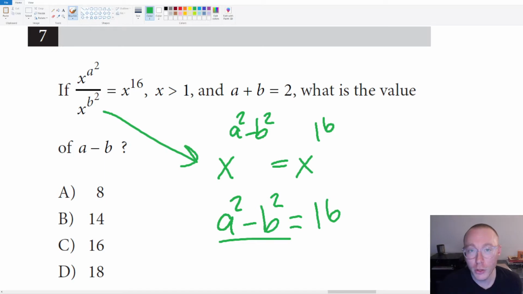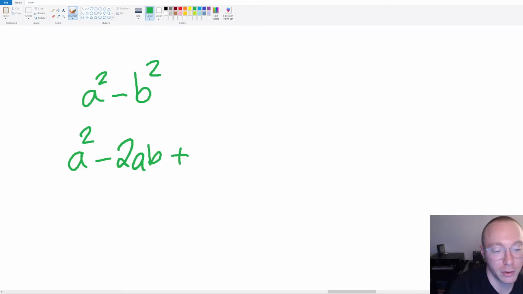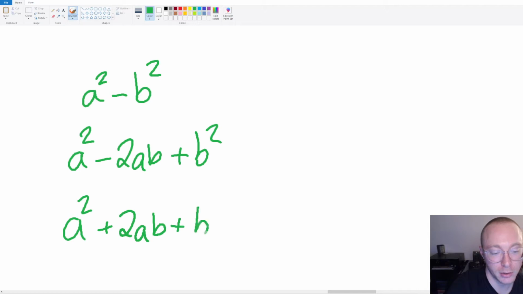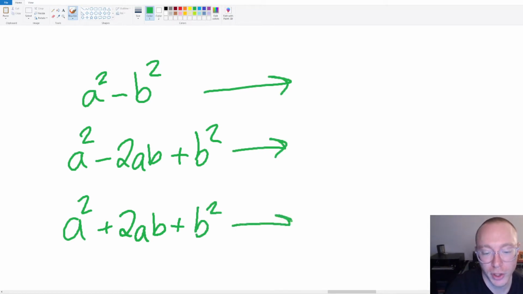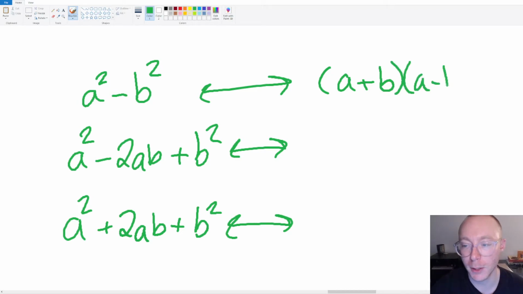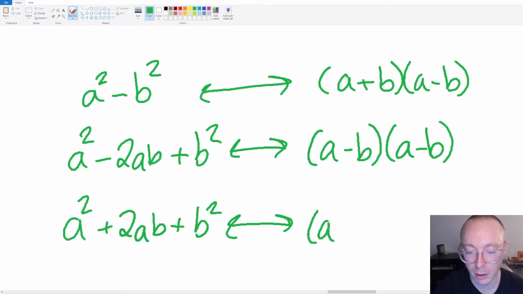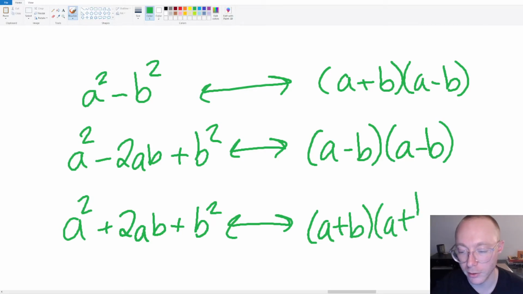On the SAT, you're going to want to know how to quickly factor three expressions. The first one would be what we're seeing in this question, which is the difference of two squares, or a squared minus b squared. The second would be a squared minus 2ab plus b squared. And the last one will be a squared plus 2ab plus b squared. You're going to want to be able to quickly go back and forth between each of those three expressions and their factored forms. A squared minus b squared is going to be a plus b times a minus b. A squared minus 2ab plus b squared is going to be a minus b times a minus b. And the last one is going to be a plus b times a plus b.